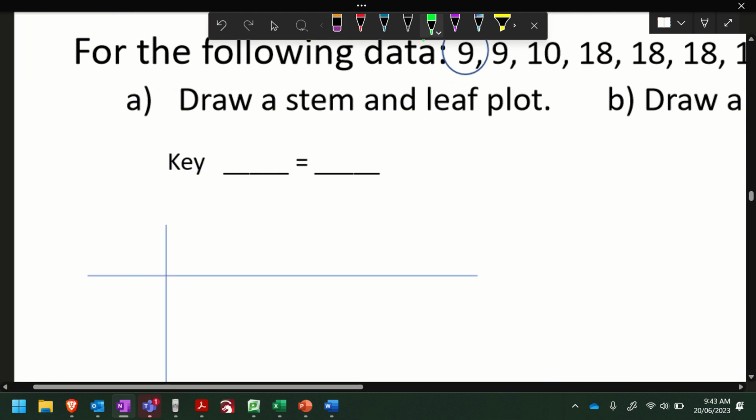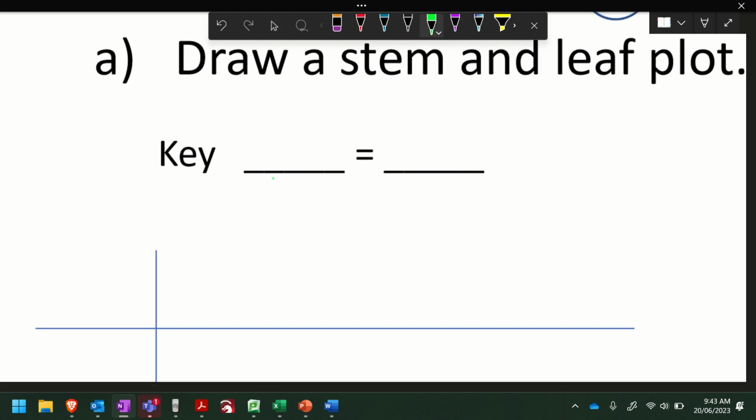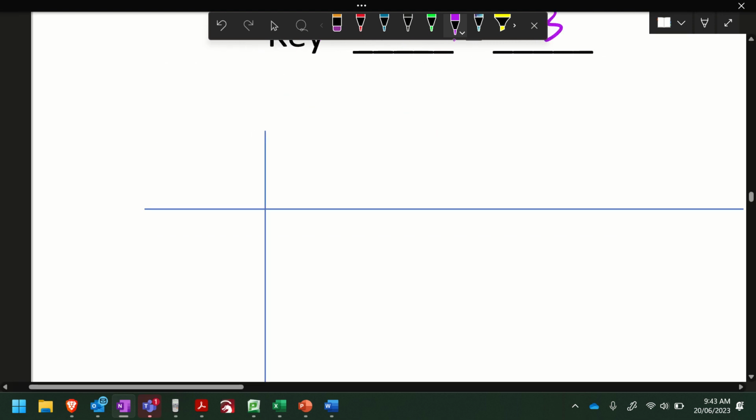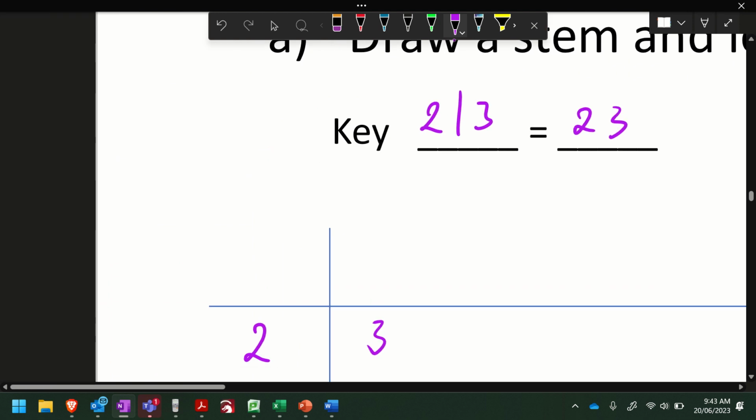All right. Have you guys ever seen a key in a stem and leaf plot? No? So do you guys know what it means? What does it represent? So let's say I wrote something like this: 2-3 equals 23. What does that mean? So if you got a 2 on the left side and then there's a 3 here, you read it as 23.